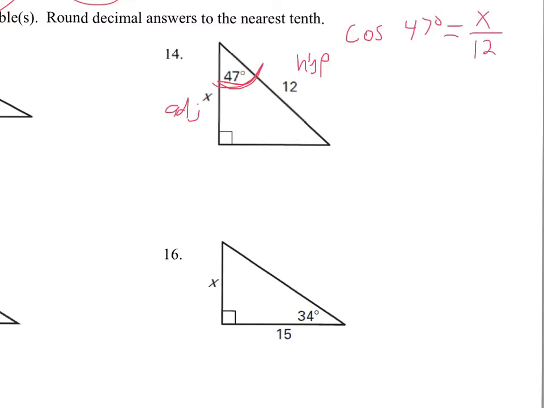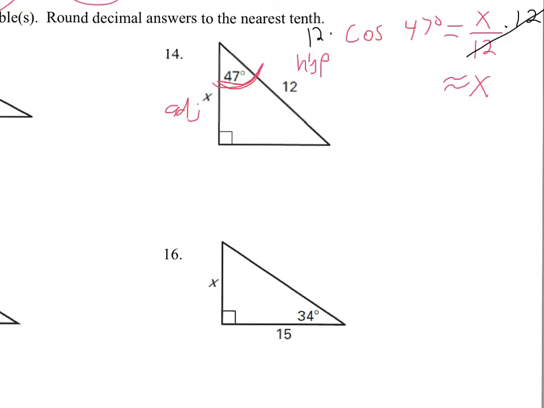X is dividing by 12, so to get x totally by itself, we're going to multiply by 12 on both sides. It'll cancel out next to the x, so that the x will be by itself. It won't cancel out on the other side. On the other side, you just actually have to multiply that. You'll type in 12 times cosine 47.